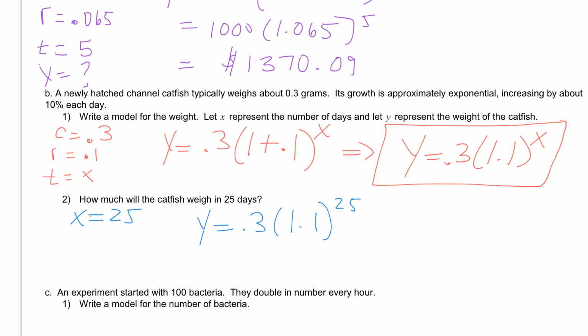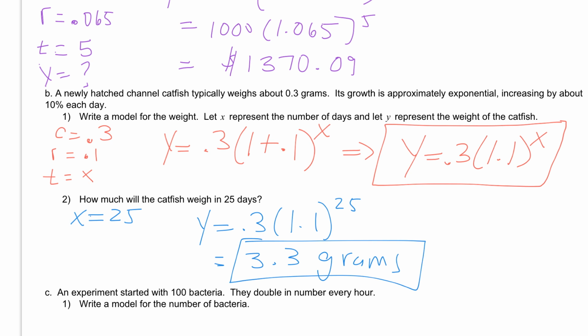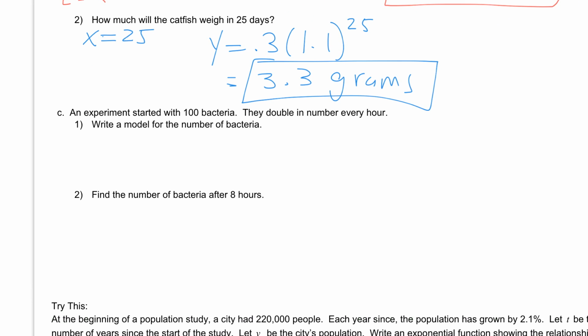And what I want you to do is plug that in. So again, plug that into your calculator, hit pause if you need to. And you should end up, if you plugged it in correctly, at 3.3, and we're talking about grams in terms of our weight, so 3.3 grams for our final answer. We have one more that we're going to do together, that's letter C.